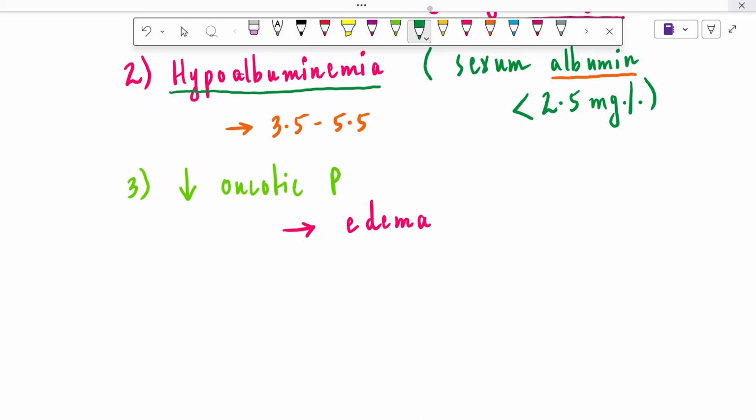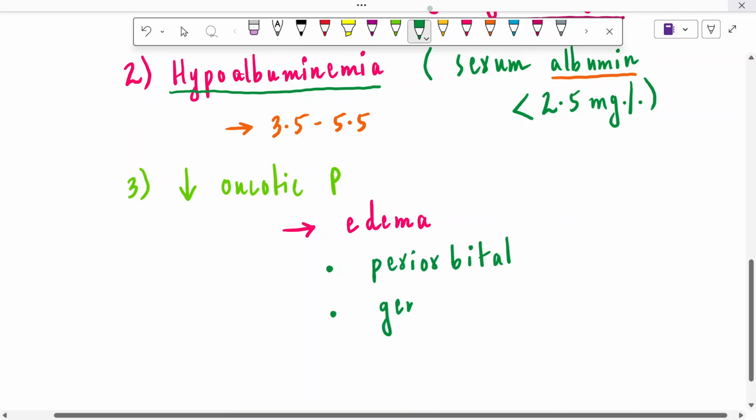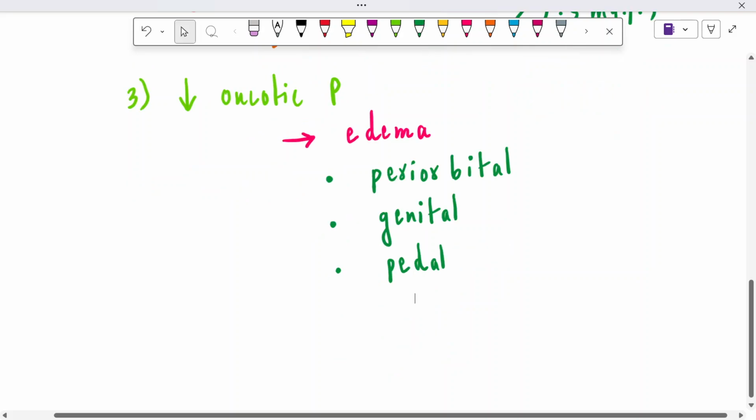So at the beginning of the day, the patient can have puffy eyes or periorbital edema, because the fluid is lost into the tissue space. Then she or he can have genital edema. And at the end of the day, the foot is going to swell. That's what we call pedal edema. So these three edema components can be there.